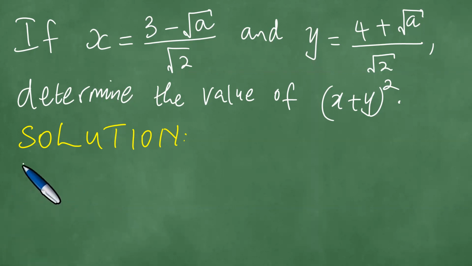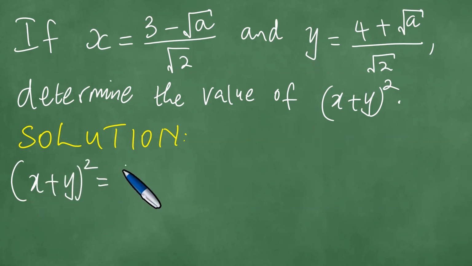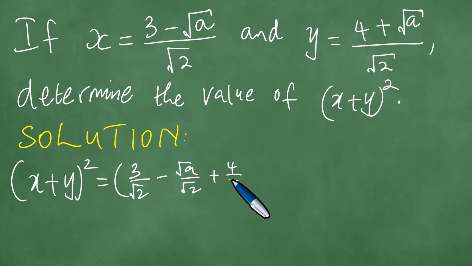So we need to find x plus y, all squared. X is 3 over the square root of 2. The y is, okay, yeah, you're on point. Over 2 is correct.